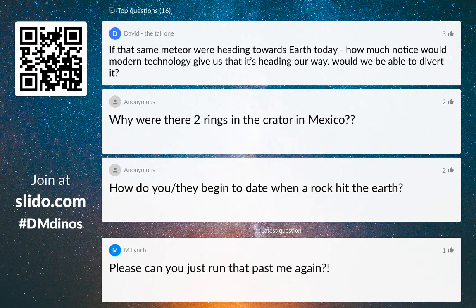Right. Now, this is from David the Tall One, I believe he's 6'7". If the same meteor were heading towards the Earth today, how much notice would modern technology give us that it's heading our way? And would we be able to divert it? Well, it's a good question.